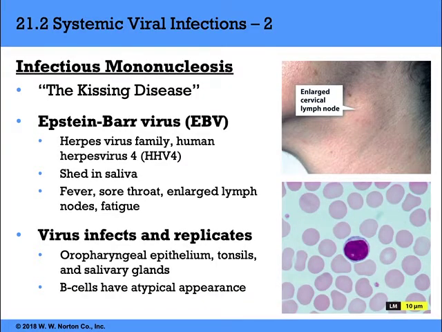Okay. So our first is mononucleosis, known as the kissing disease. The causative agent is the Epstein-Barr virus, which is a member of the herpes virus family. This is herpes virus 4. It's shed in saliva. Symptoms: fever, sore throat, enlarged lymph nodes, and fatigue. The virus infects and replicates in the oropharyngeal epithelium, so that would be the lining of the throat and the mouth, also in the tonsils and the salivary glands, and it produces B cells with an unusual appearance, as shown here. So you can see them here.